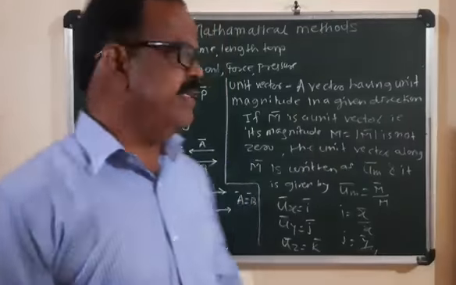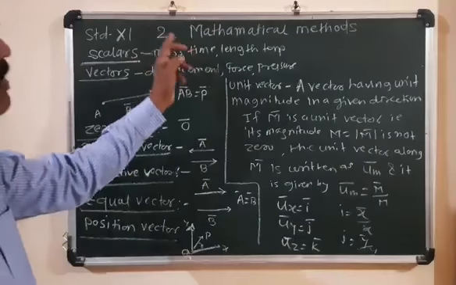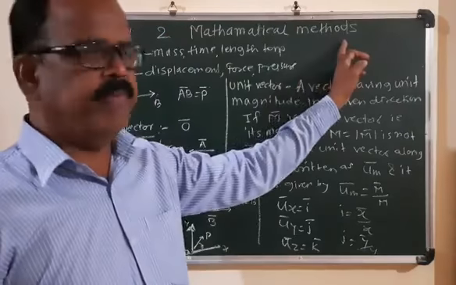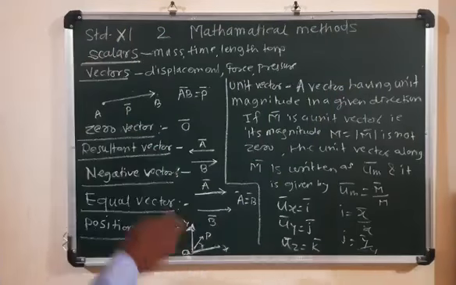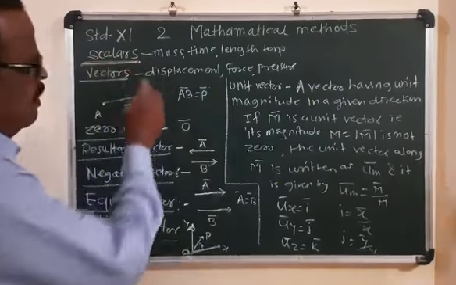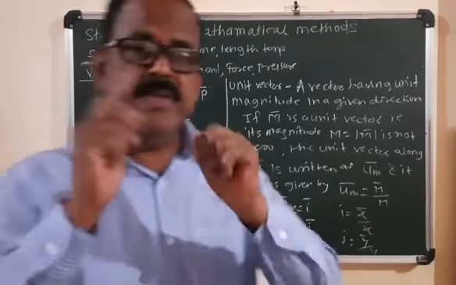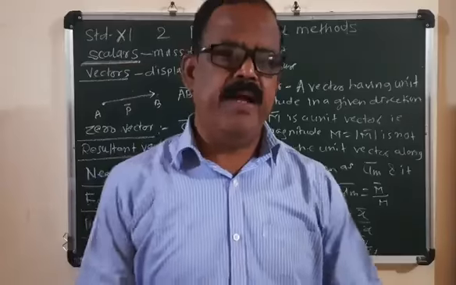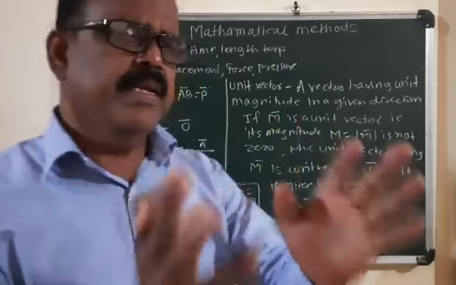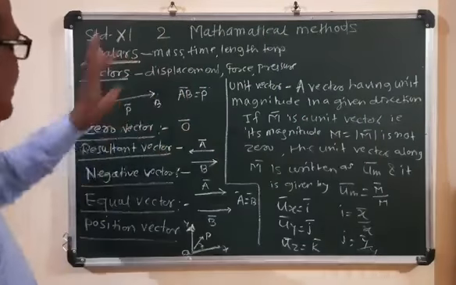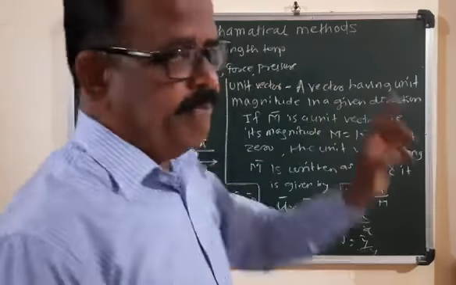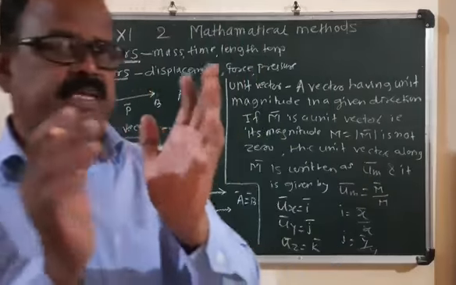Dear students, in this video we will study the next topic for 11th standard, mathematical methods. The first point in this topic is scalars or scalar quantities. What is meant by scalar quantity? The quantity which can be completely described by magnitude only is called a scalar quantity. For example, mass, time, length, temperature.